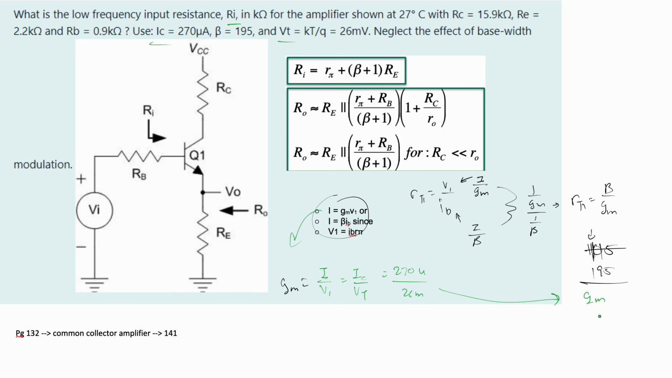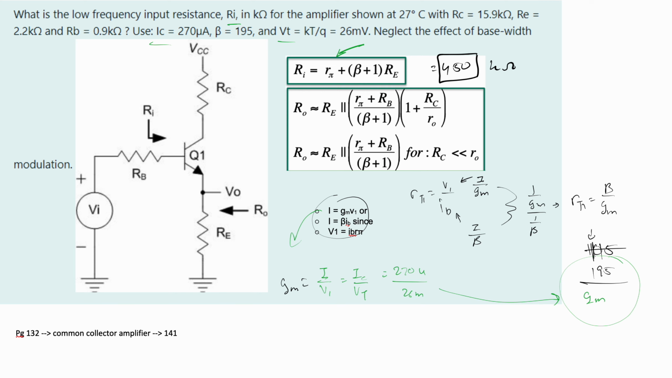Once we plug this in, we can solve it, and then we are going to plug it into our R pi because we've solved for it. Then we just plug in our beta and we plug in our RE. If we do that, we are going to get that our answer is approximately 450 kilo ohms. So Ri is equal to 450, and this is in kilo ohms. Writing it in the answer box would just be 450.